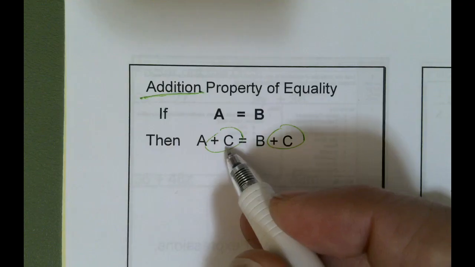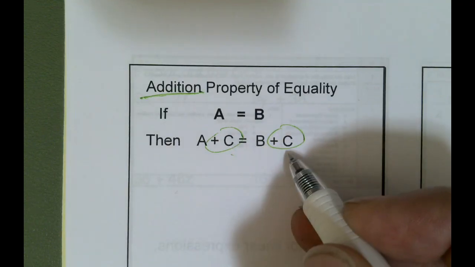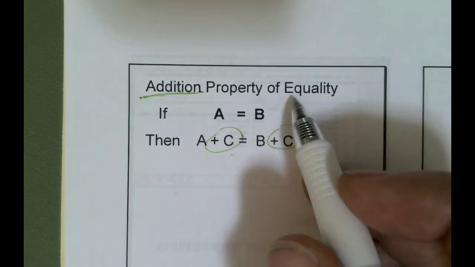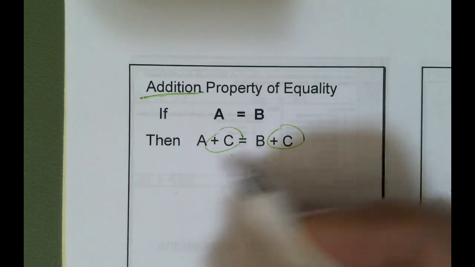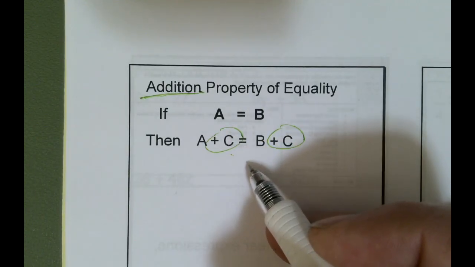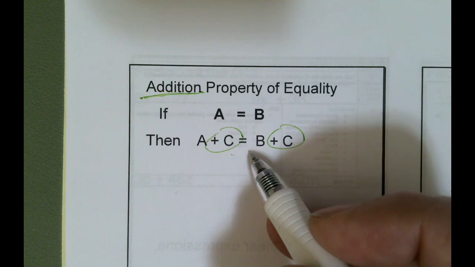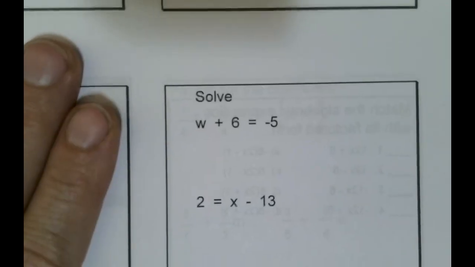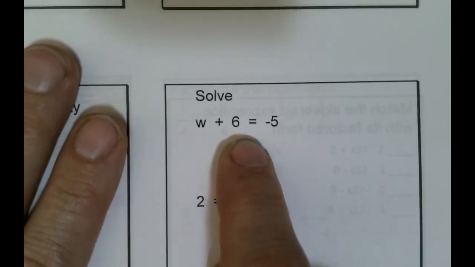Whatever you do to one side, you must be nice and do to the other side. You must keep it equal. So when we look at addition property of equality, that's what we're talking about. We're going to add something to both sides of an equation and keep it as an equivalent equation. So on our assignment then, we write down the original problem, the original equation, like this one, W plus 6.